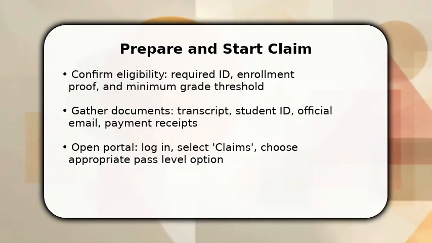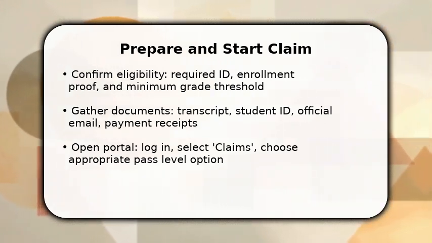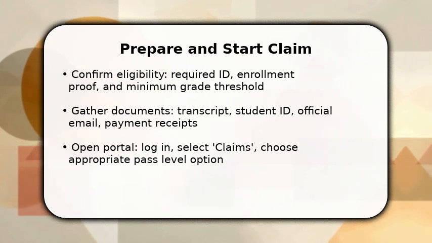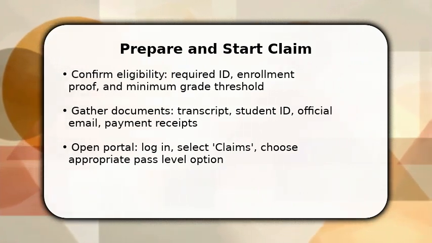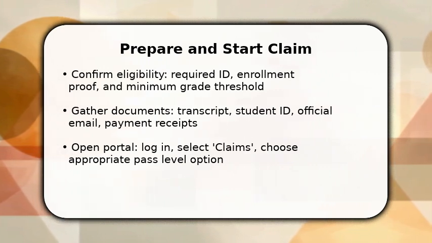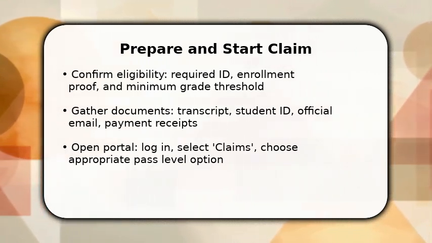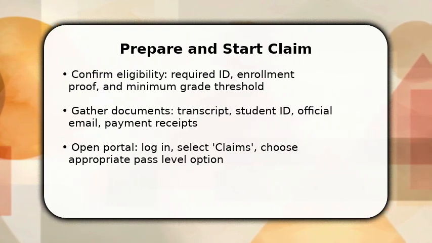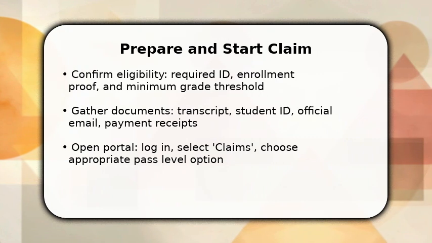You begin by confirming eligibility. Check your ID, enrollment status, and pass threshold so you don't waste time. Once verified, gather the core documents: transcript, student ID, official email, and any receipts. Then log into the claims portal and navigate to the claims section. Select the pass level you need and click Start Claim.